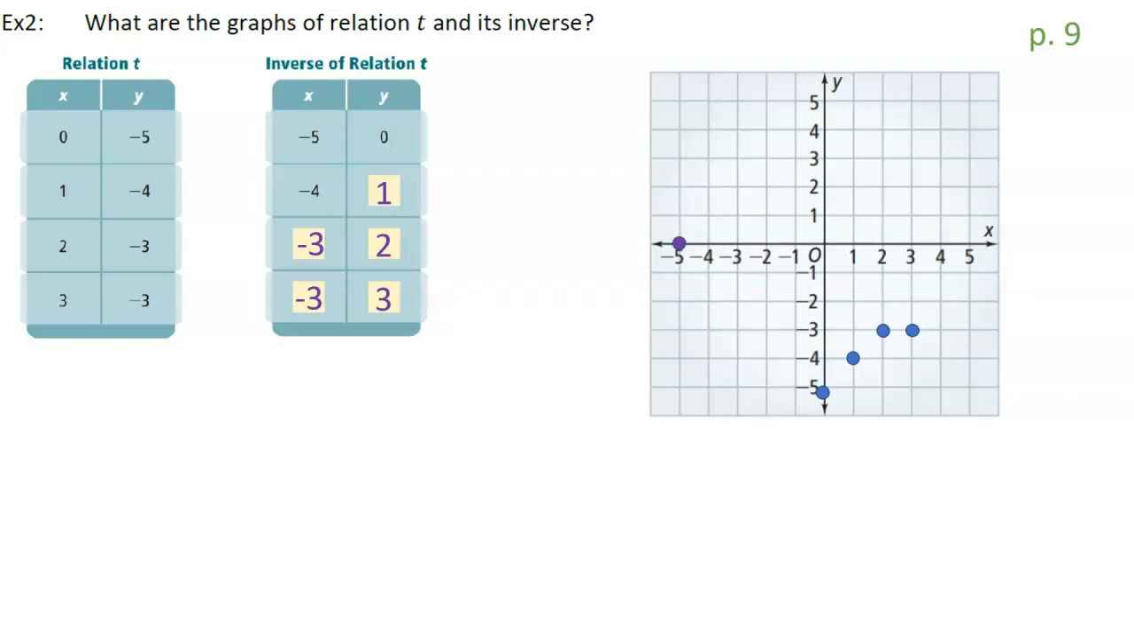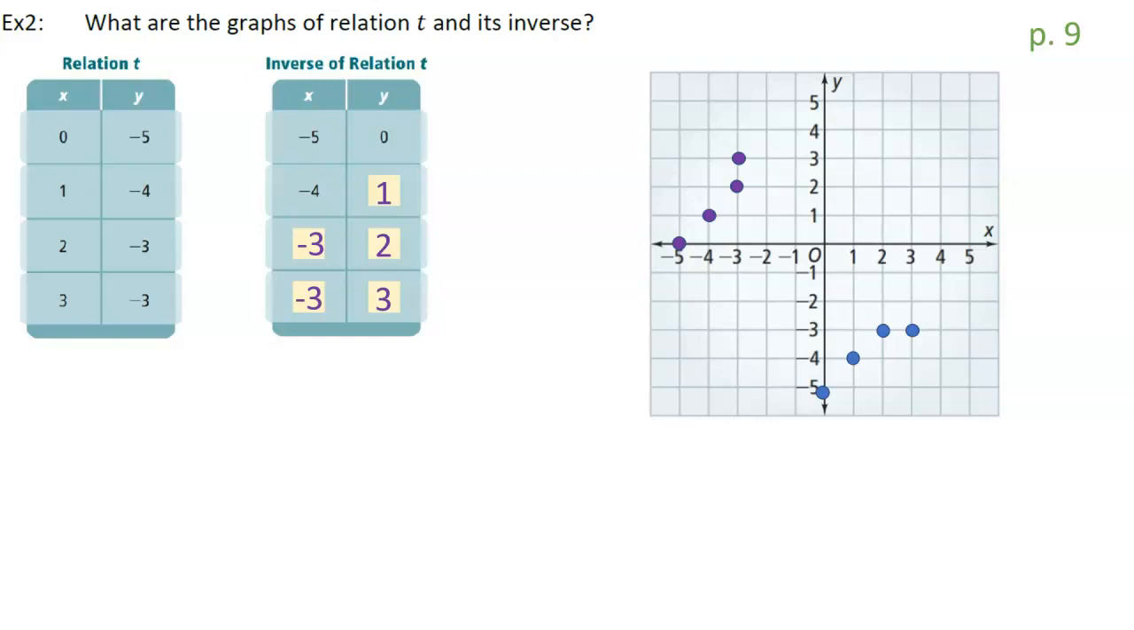Negative 5, 0, a 5 up 0, negative 4, 1. Go ahead and do those last 2 points. So negative 3, 2, and negative 3, 3.